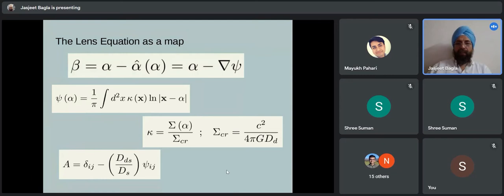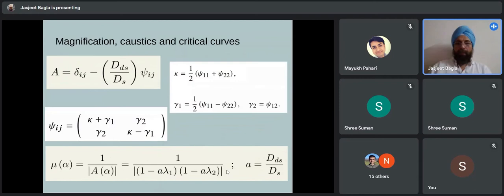I don't expect you to absorb these equations over here, but note that I have a second derivative of potential psi, which is written as psi_ij, which makes it a 2x2 matrix. And this 2x2 matrix is real and symmetric, which means it has real eigenvalues. If I call those eigenvalues lambda 1 and lambda 2, they are characteristics of the deflector. And the only redshift dependent object which appears is in the prefactor A, which is the ratio of two distances. So I'm able to describe the entire map in terms of a two-dimensional potential.